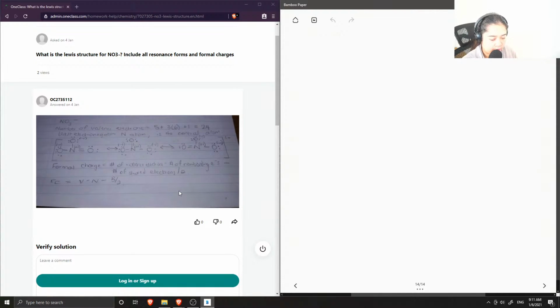Okay, so now we are on to question number 3. What is the Lewis structure for the nitrate ion? So NO3 minus. Include all resonance forms and formal charges. So first, let's calculate the total valence electrons in the NO3 minus ion.